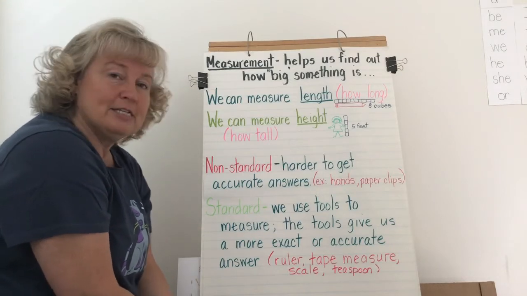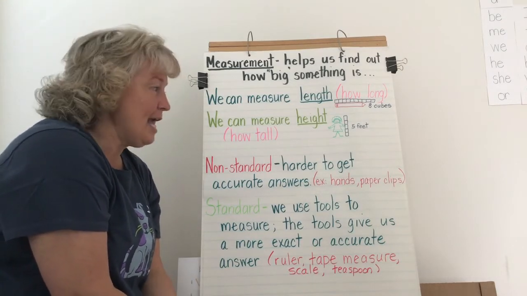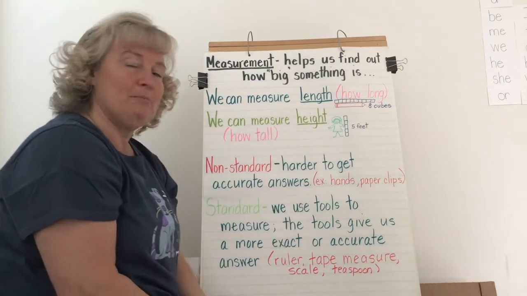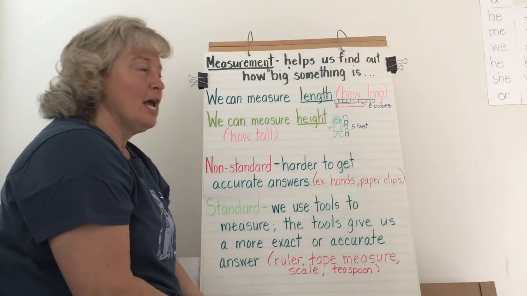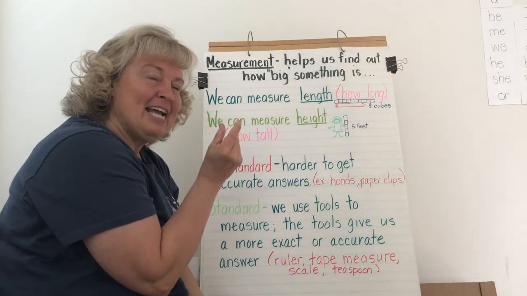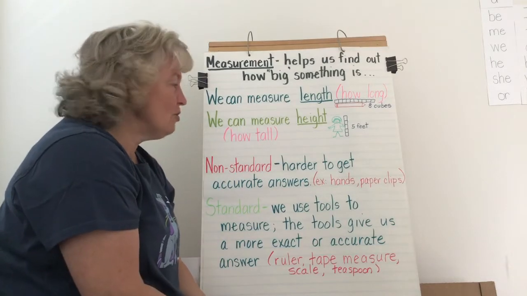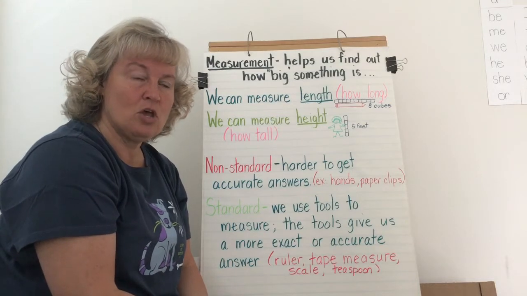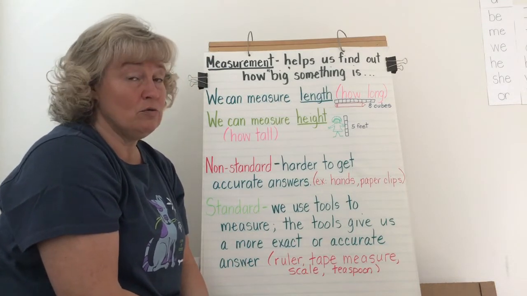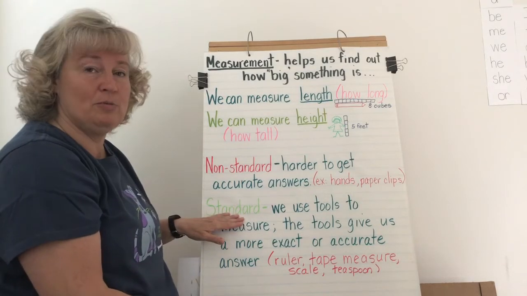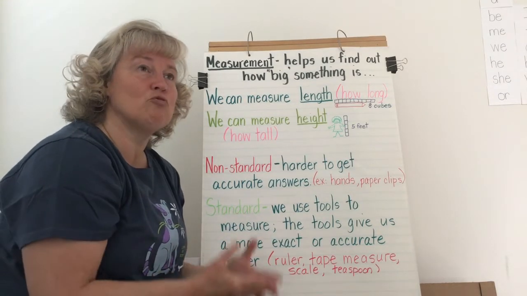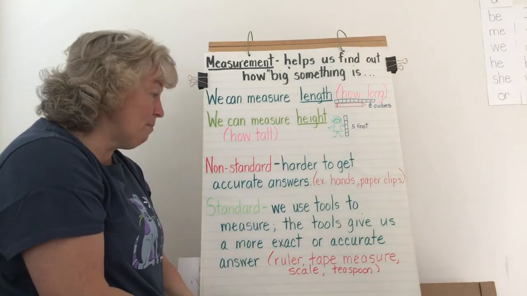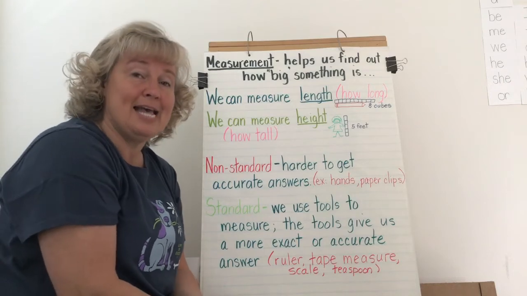We could measure with things like paper clips, and we might get an answer that my pencil maybe is 5 paper clips long. But with paper clips, I would have to line them up exactly to get my answer. So non-standard measurement just makes it harder for us to get an exact answer. So usually what we use is something called standard measurement. And standard measurement gives us real tools to use for when we're measuring. And those tools will help us get an accurate or more exact answer.